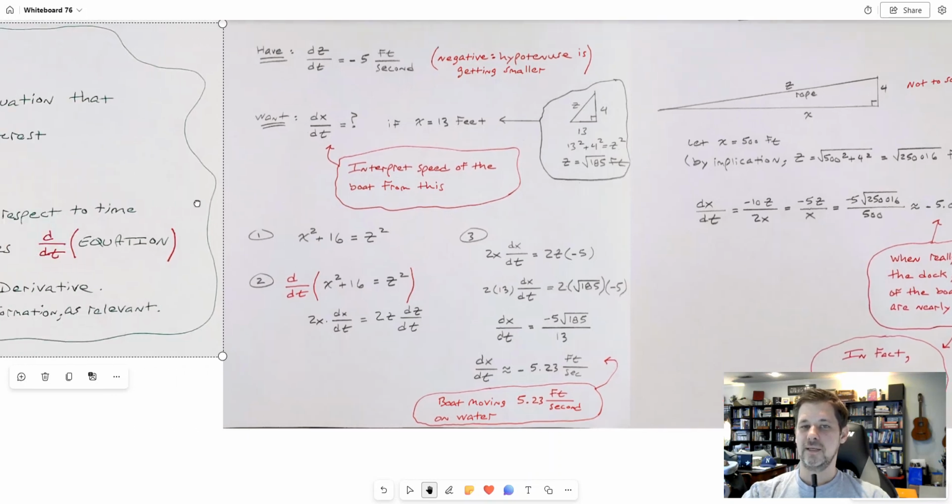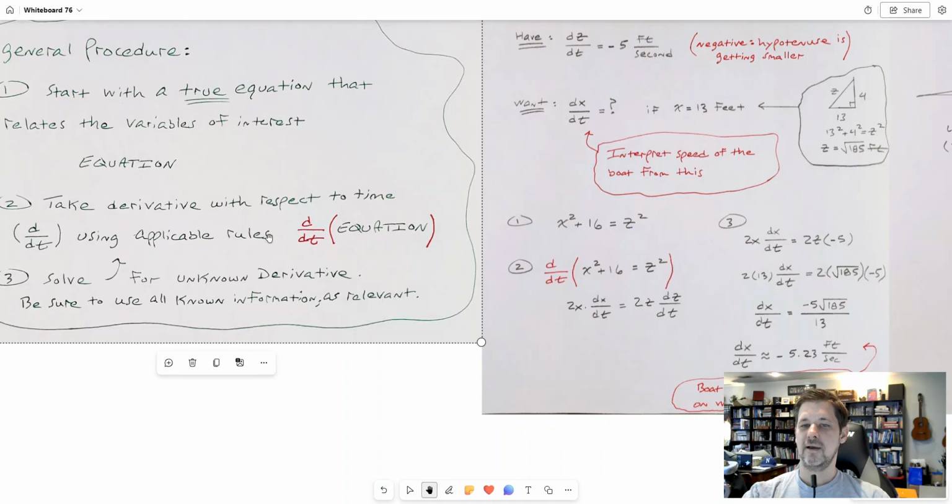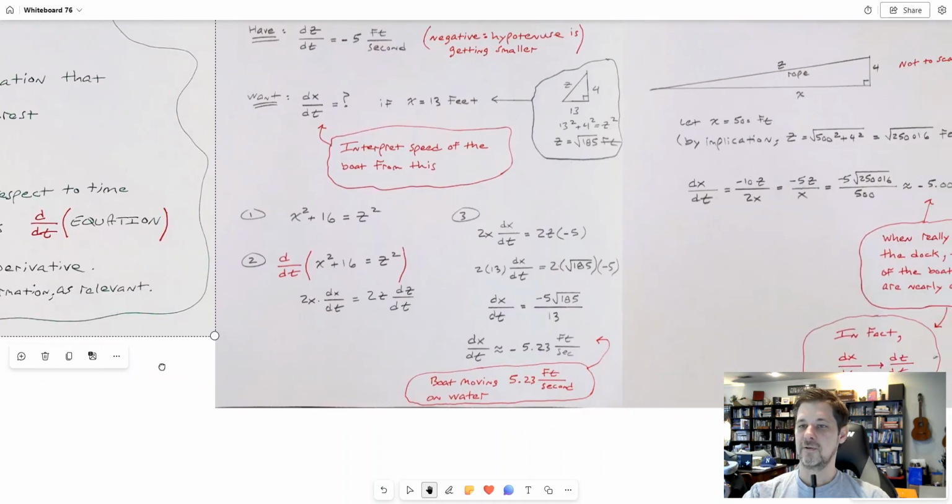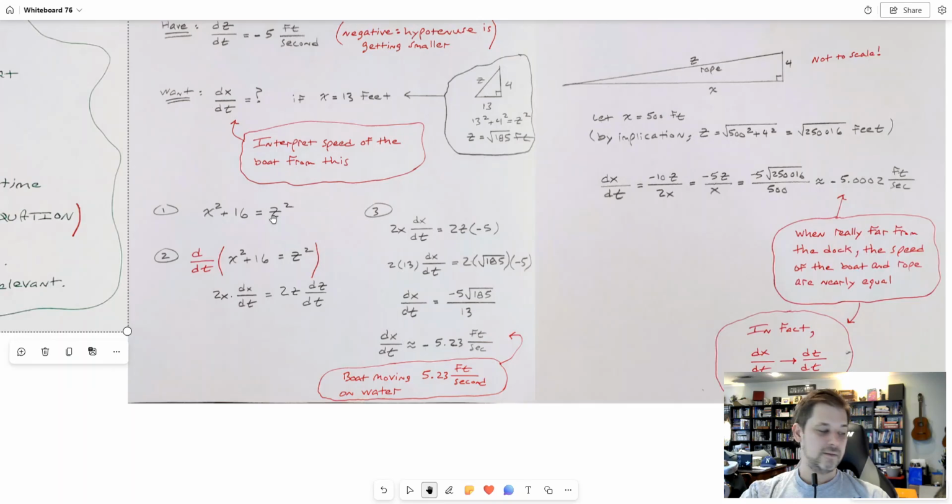The next step: take the derivative with respect to time using applicable rules for that equation. The derivative of x squared is 2x, but then times dx over dt. We follow it with dx over dt because of the chain rule. x is ultimately a function of time. That's why the derivative is not just 2x, but 2x times dx over dt. The derivative of 16, well, 16 is a constant. It's not changing. The derivative tells me how something is changing, and 16 is always 16. It's never going to change.